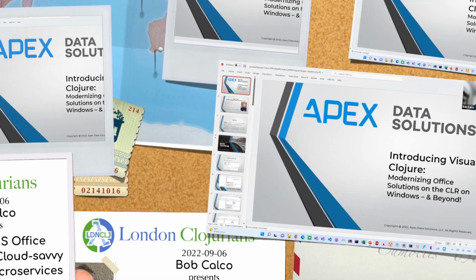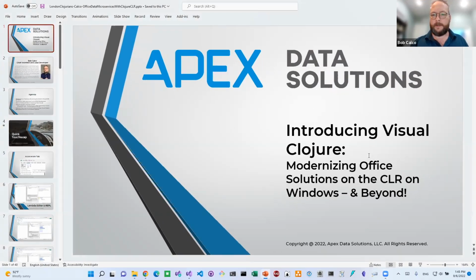Okay, so welcome. Today I'm introducing Visual Clojure. Subheading here: modernizing office solutions on the CLR and Windows and beyond. Is kind of the sizzle.